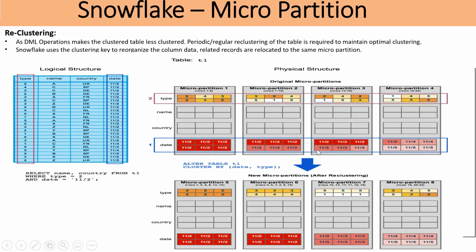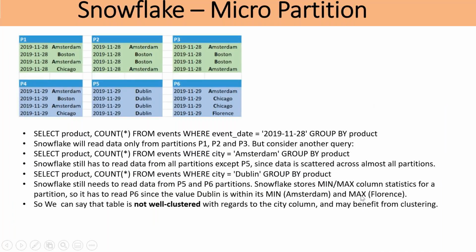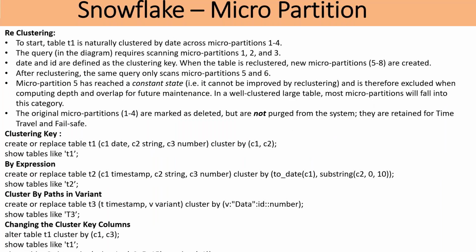Are marked for deletion, and the new partitions 5, 6, 7, 8 are there for you with the query in the table. Okay, whenever you repartition, that's what happens. Okay, how do you cluster it? Create or replace table T1, C1. So if you want to create a cluster while creating a table itself, cluster by C1, C2.